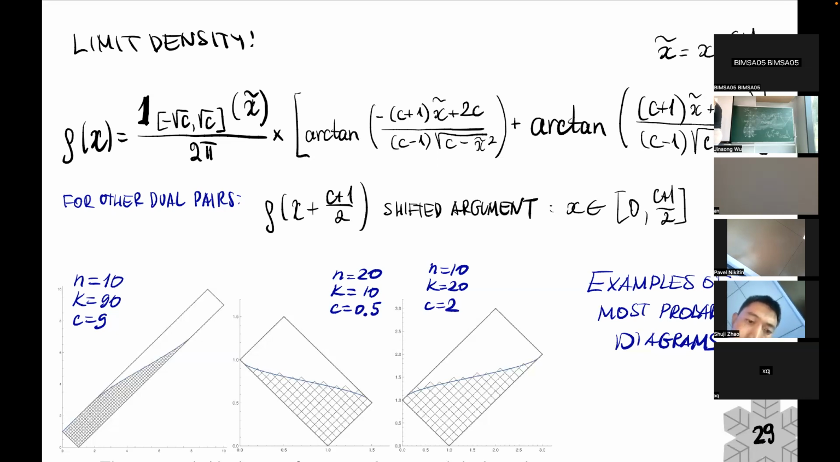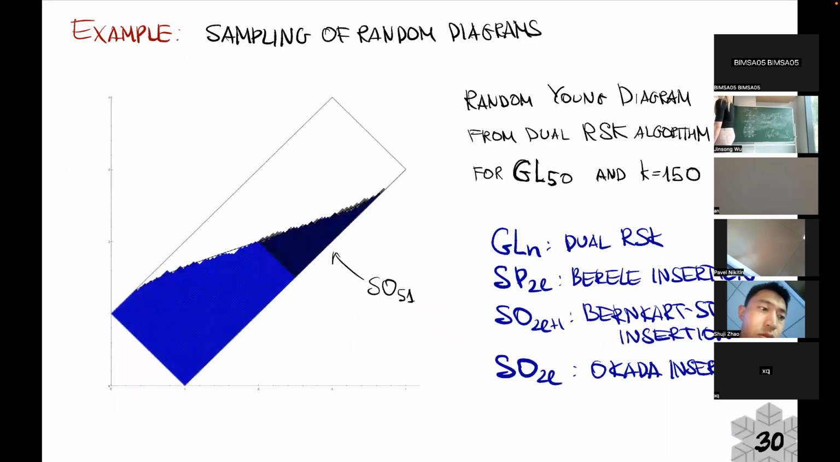But here are the explicit examples for most probable diagrams, and you can see exactly maybe it's a little stage. Can I have the last thing? So the last slide that I wanted to show you, maybe later you have some question, I will say how to do that. So if we have this sampling of random diagrams, we can use the algorithms of dual landscape for GLN, Pirelli insertion for SP2L, Bergmann Stromer, and Okada insertion for other series to obtain such a sampling.